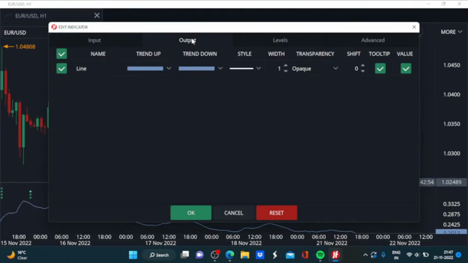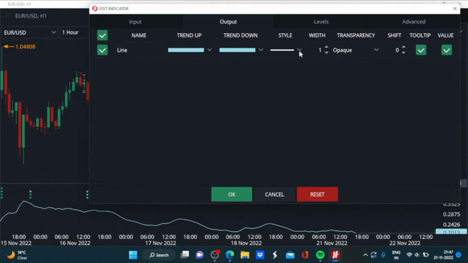Coming to the output combination, you can go for different color combinations. You get these options to figure out and define these styling combinations as per your aesthetics. So if you are a fan of brighter colors or some funky lines, you can go for any of these combinations. You can increase or decrease the weight.